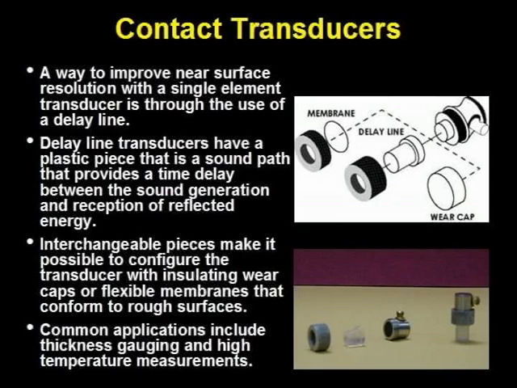If the transducer is designed with interchangeable front pieces, replaceable wear caps or flexible membranes may be used. In all cases, a couplant is placed between the transducer and the front pieces. In the case of a flexible membrane, a fairly thick layer of couplant may be used to help conform to curved or rough surfaces. A material with low thermal conductivity may be used as a front piece for high temperature measurements.